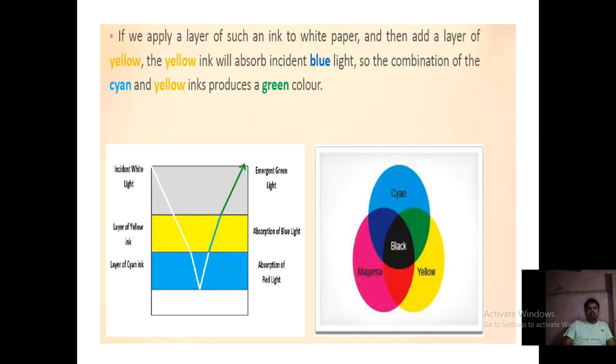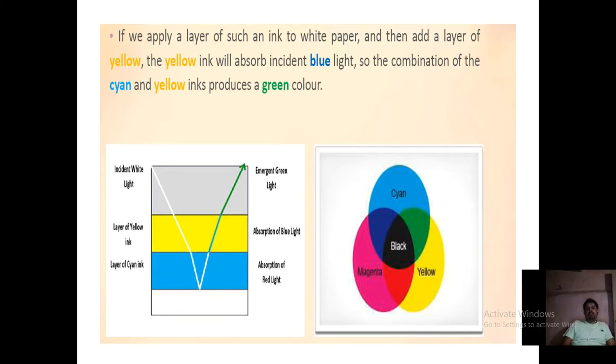If you apply a layer of cyan ink to white paper and then add a layer of yellow, the yellow ink will absorb incident blue light. Normally yellow ink will absorb incident blue light. So the combination of the cyan and yellow inks produces a green color.